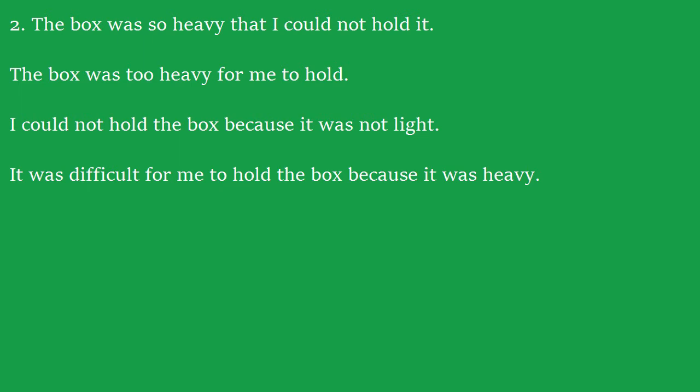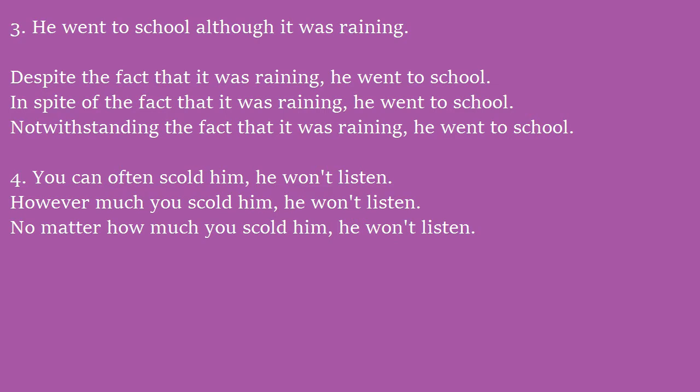Now, let's come to sentence number 3. He went to school although it was raining. Now, we can see that this sentence can be written in 3 ways using 3 very important words or phrases: despite, in spite of, and notwithstanding. We are asked a lot of questions in the exams relating to these words and phrases. So let's see how this sentence can be written in that way.